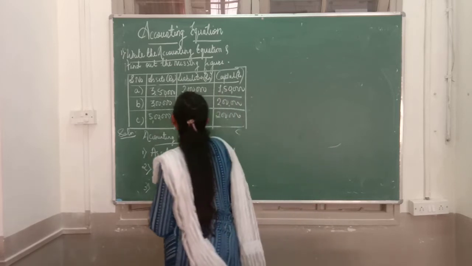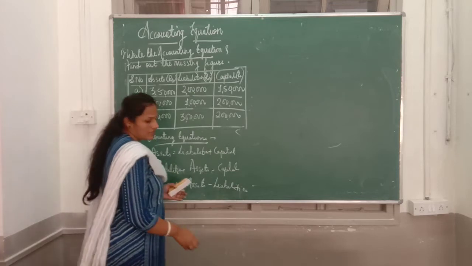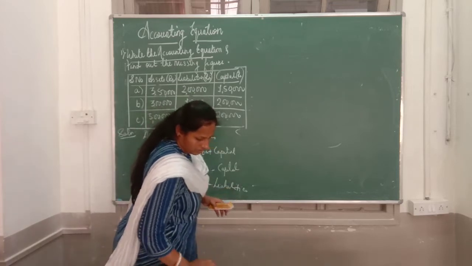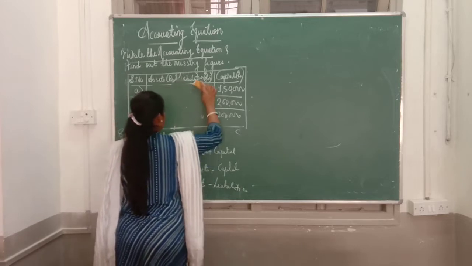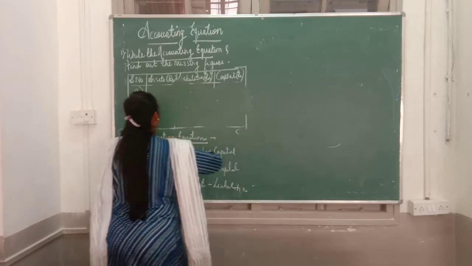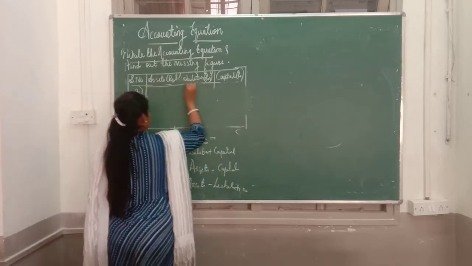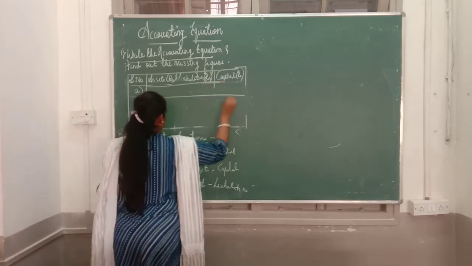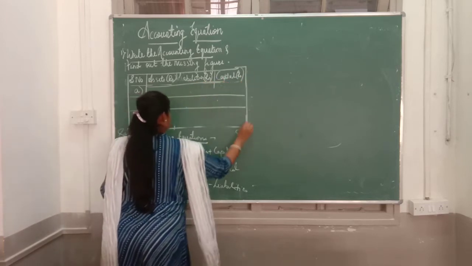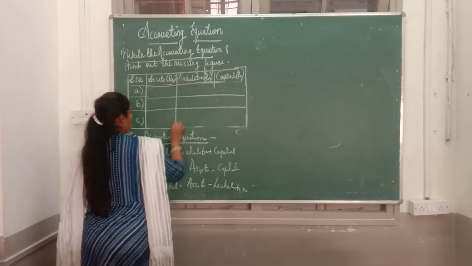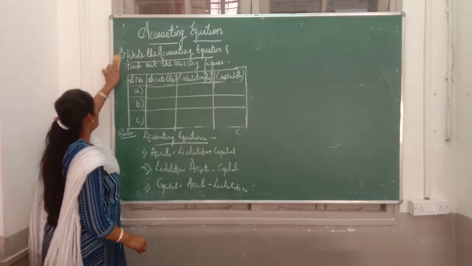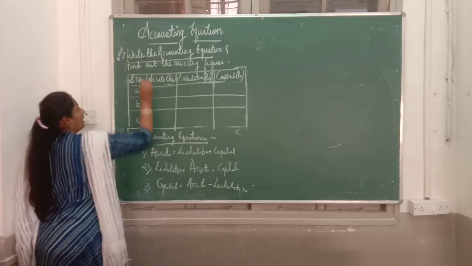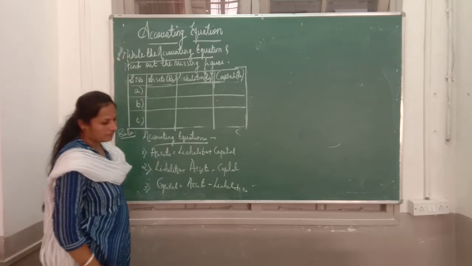Same question is write down the accounting equation and find out the missing figure. Here missing figure. Here you have to drop this. You have to copy once again all. And make the changes. Okay. This is the second problem I am solving. Write down the accounting equation and find out the missing figure.